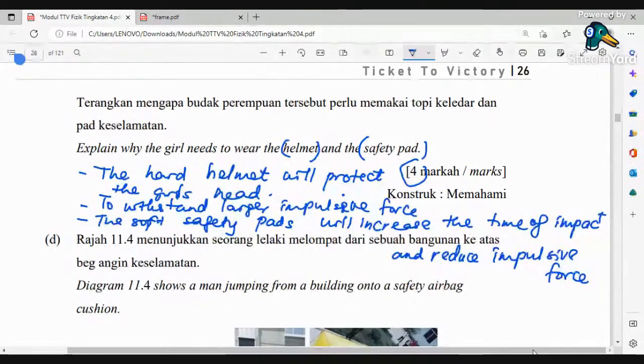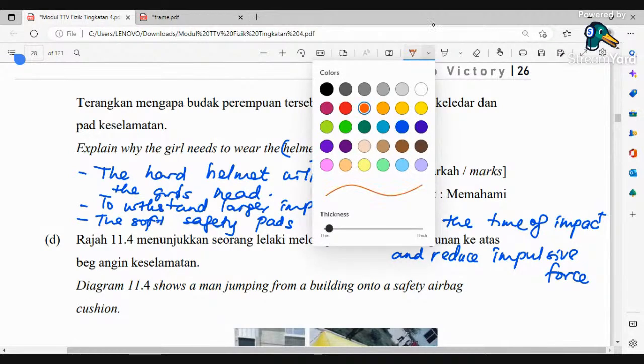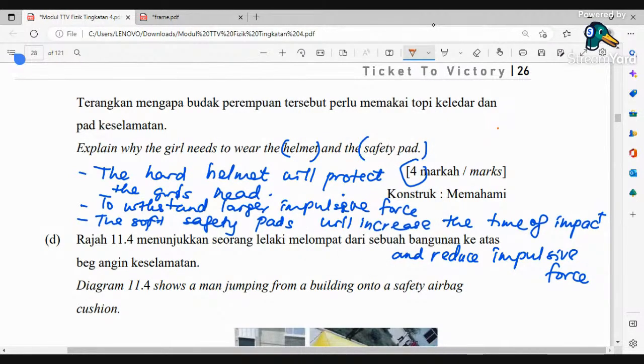Nampak tak di sini? Ada berapa markah tu ni? Di mana 4 markah tu? Okay, pertama helmet, dia hard kan? Jadi protect head and to withstand larger impulsive force. And then safety pad ni soft, increase time of impact, reduce impulsive force. Nampak tak? So you dapat 4 markah.